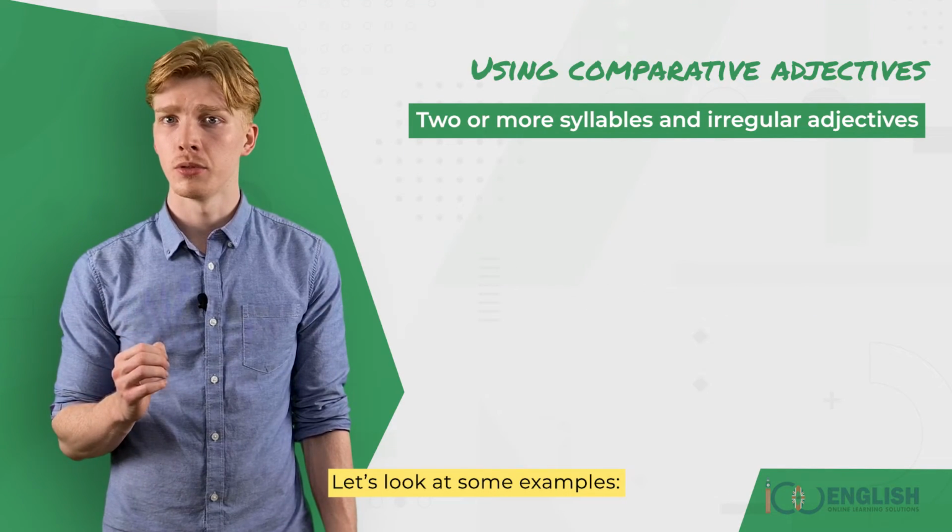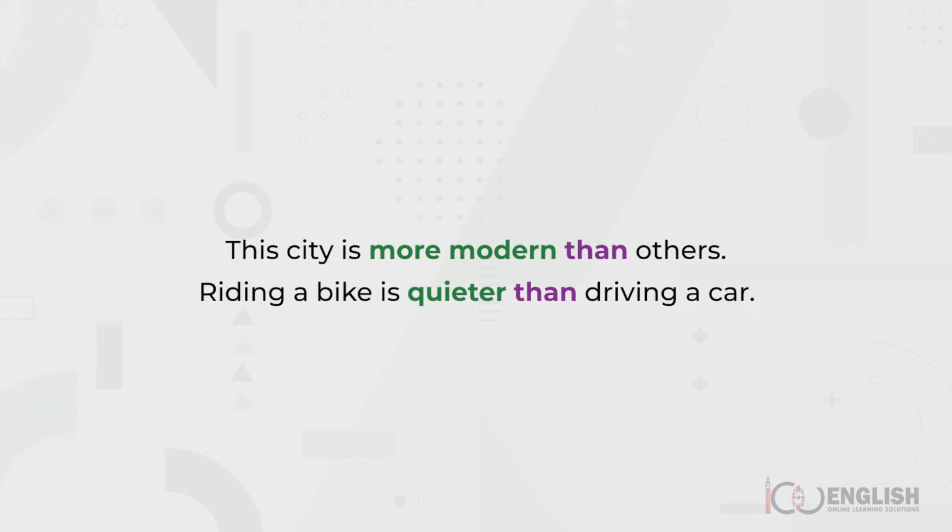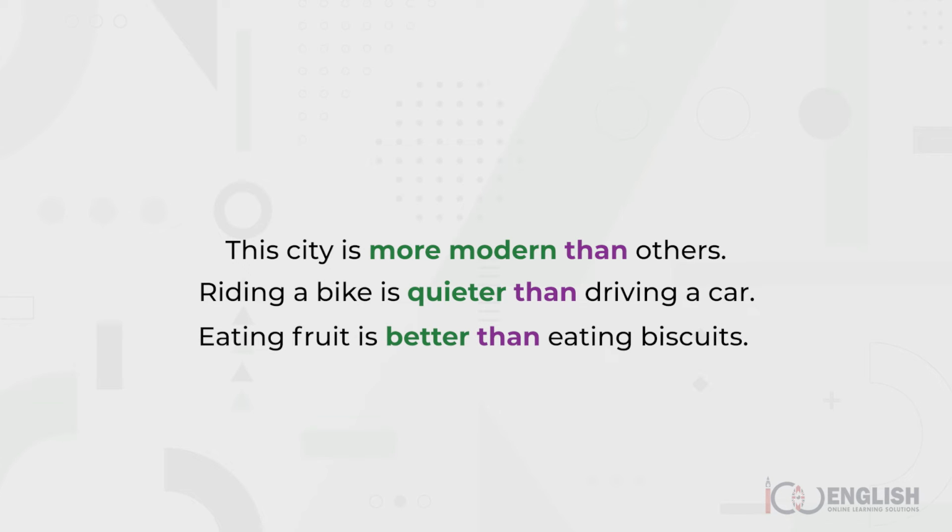Let's look at some examples. This city is more modern than others. Riding a bike is quieter than driving a car. Eating fruit is better than eating biscuits.